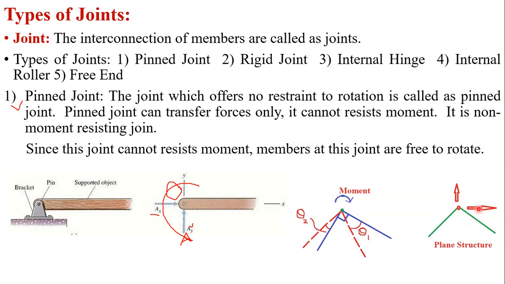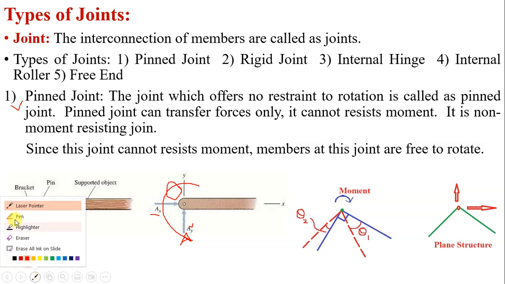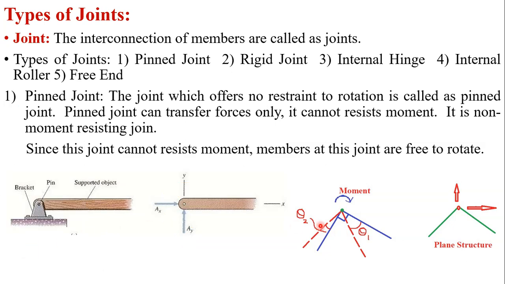At a pin joint, there may be translation in x direction and in y direction. Particularly in case of plane structures, the joint may have translation in x direction and translation in y direction. Okay, so this is the typical behavior of a pin joint. Members are free to rotate. The angle between the two members after rotation is not equal to 90 degrees. So this is the behavior of a pin joint.